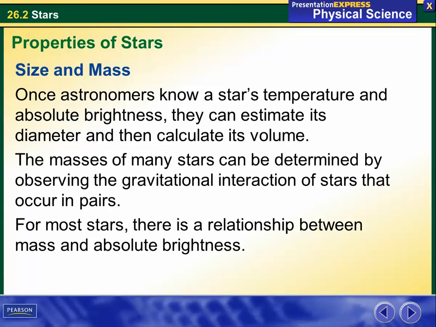So then, another classification after temperature and absolute brightness, we have the size and the mass. If we know a star's temperature and its absolute brightness, we can estimate its diameter and then calculate its volume based off of that.